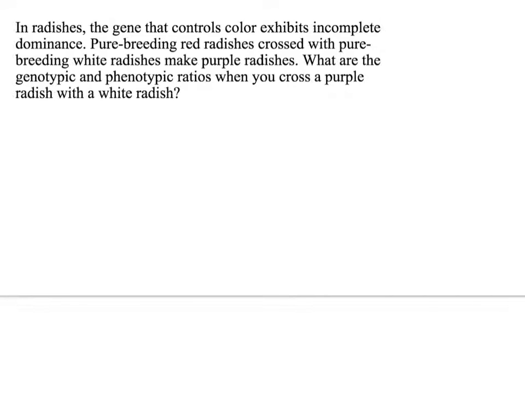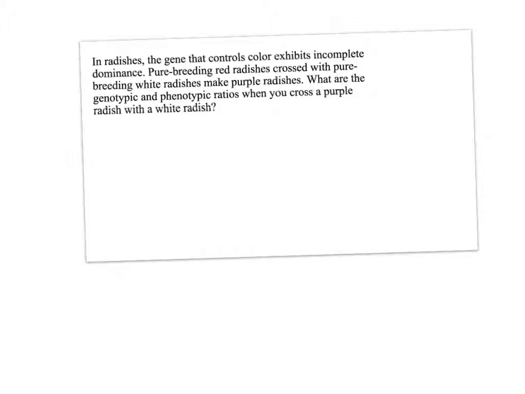So here's an example. In radishes, the gene that controls color exhibits incomplete dominance. So if you mixed pure breeding red radishes with pure breeding white radishes, you make purple radishes. What are the genotypic and phenotypic ratios?